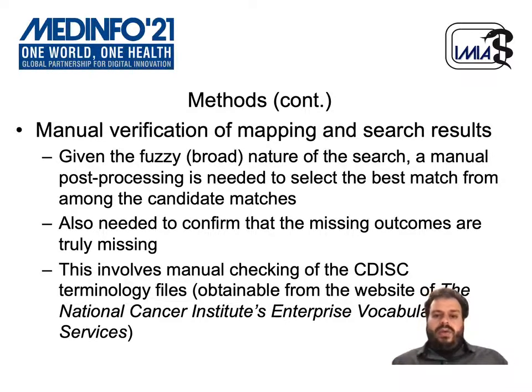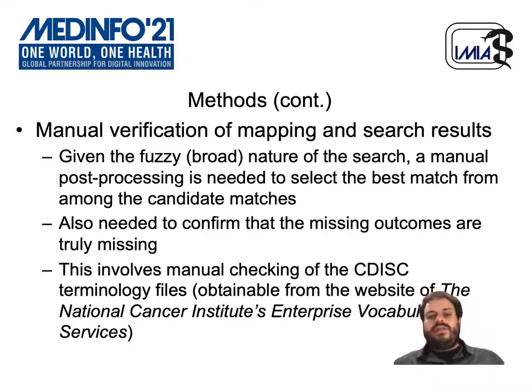results. So the manual verification consists of, for those terms where we have found an equivalent, we go and verify that what was identified by the pipeline is actually the equivalent to the input term or to the input outcome. In the cases where the pipeline did not find any good matches, we also verify that CDISC terminology indeed does not have a match for this particular outcome. And now this gets a bit more difficult.